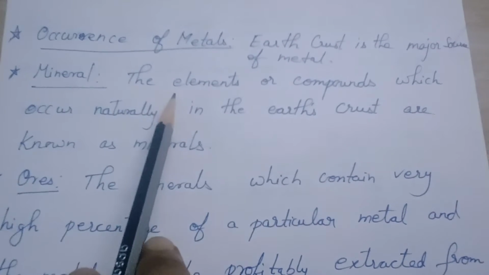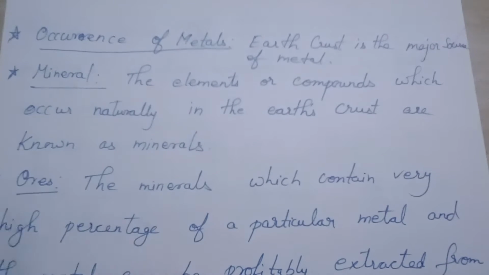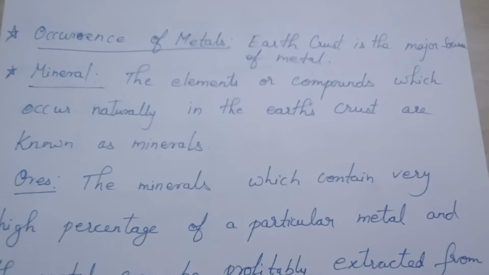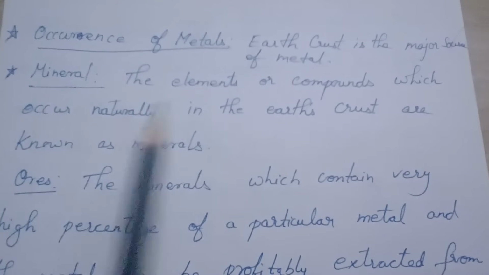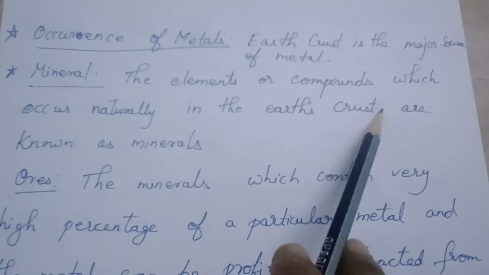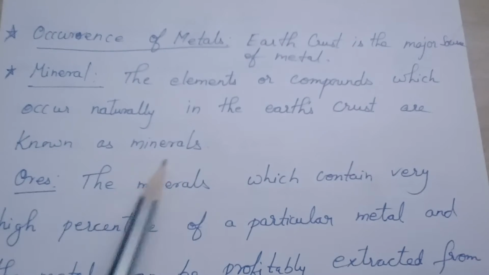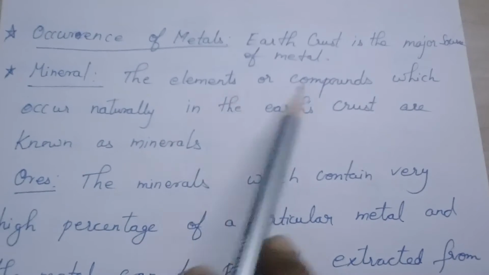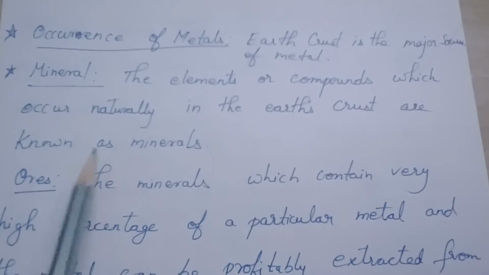So usually we know that metals do not exist in a separate form. They always exist in a compound form. The elements or compounds which occur naturally in the earth's crust are known as minerals. We'll call them minerals, right? Compounds or elements which occur naturally in the earth's crust are known as minerals.